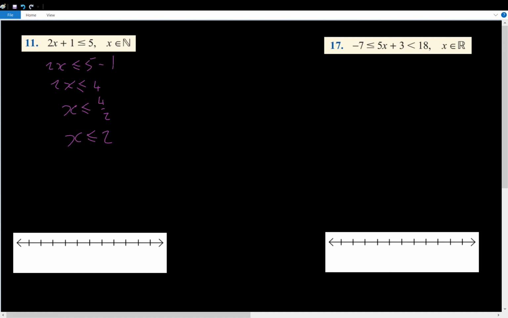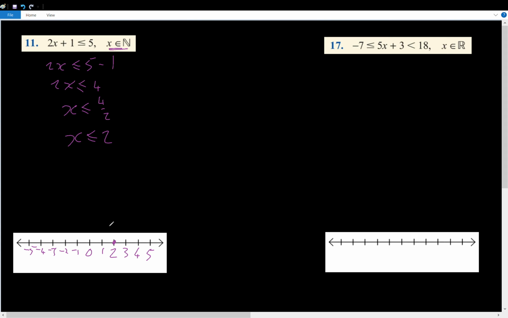Now when we're graphing that on a number line, we need to be wary of what type of number x is. And in this case, we're told that x is an element of N, which means it's a natural number. So if we start to graph these out, we've got our number line down here. 1, 0, minus 1. We fill in the numbers to start with. And we're going to start on 2 because x is less than or equal to 2. So we've got a nice dot on 2 just there.